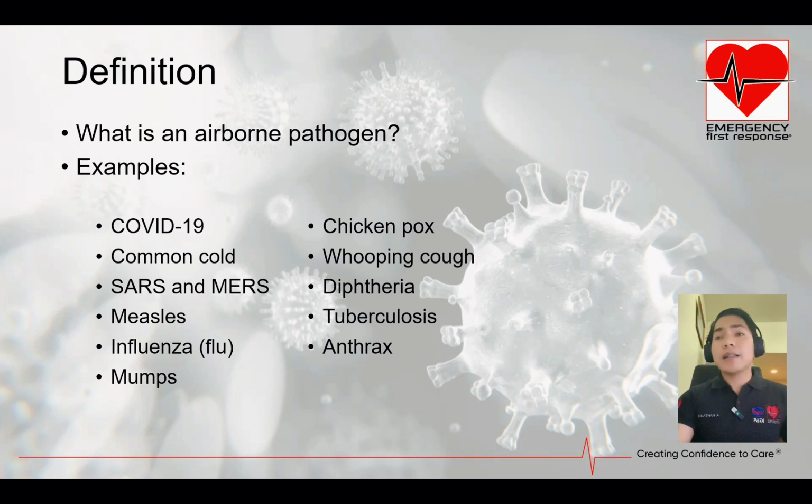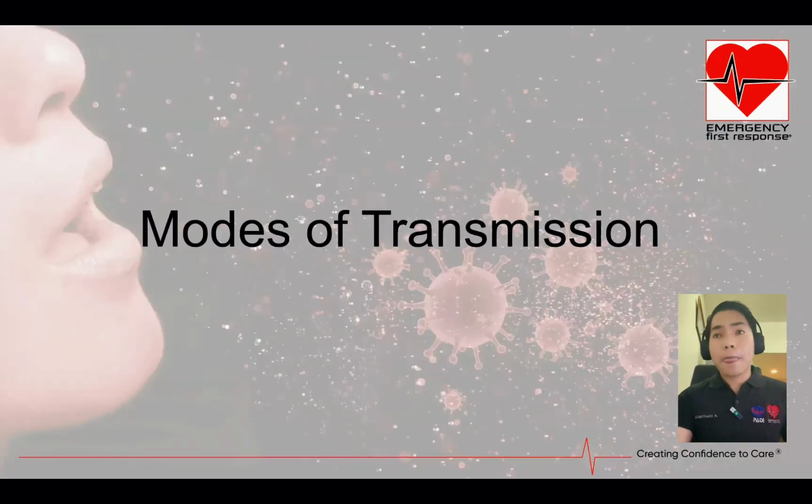Examples range from mild to very serious and include COVID-19, the common cold, SARS and MERS, measles, influenza or flu, mumps, chickenpox, whooping cough, diphtheria, and also tuberculosis, also known as consumption, and anthrax. Now we will identify the modes of transmission.